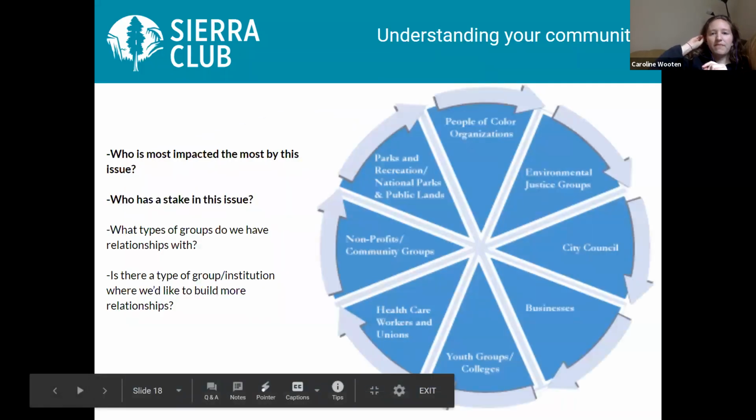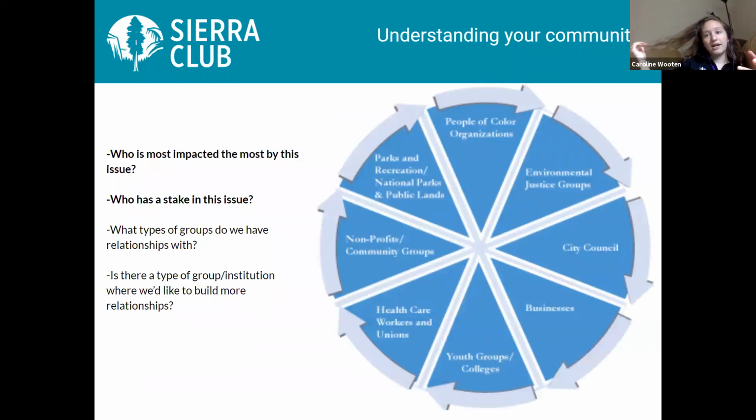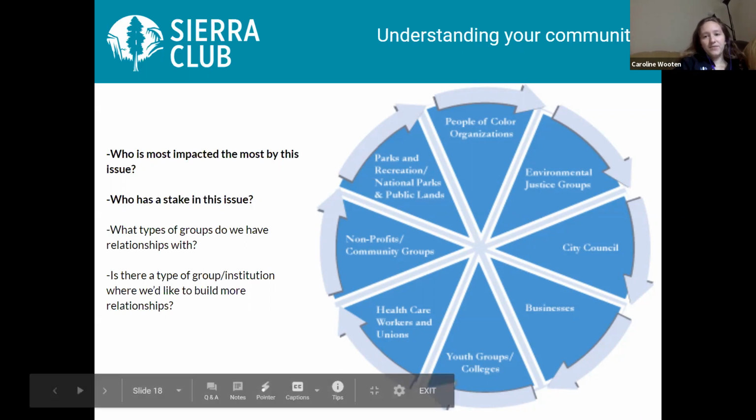And then I sometimes find this circle to be a helpful thing to think about, like who should we be talking to? It's just a list of different types of groups that might be in a community. You could add things to this circle, but when you're thinking about working on an issue, who's impacted most by the issue, who has a stake in this issue, and think about who you already have relationships with, who you should be working proactively with and planning together. And where do you want to be building more relationships to make sure it can be a really inclusive process? Next slide.